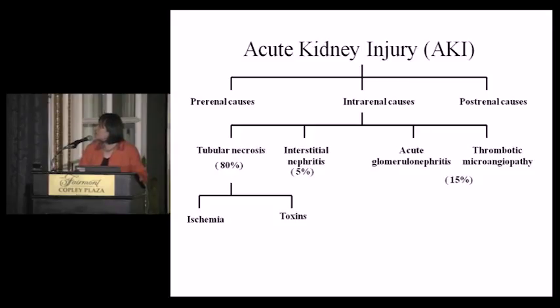Okay, around intrarenal causes for acute kidney injury, about 5% is due to interstitial nephritis, while the most common cause is ATN, about 80%. So together, tubular interstitial injury is the major cause of intrarenal related AKI.